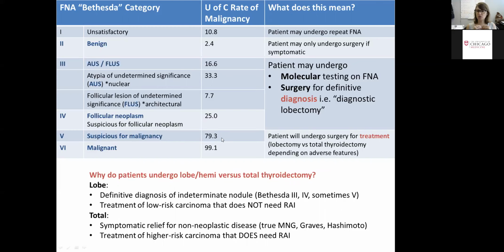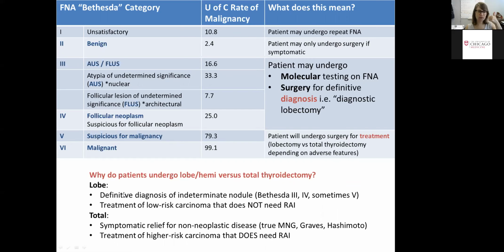be, in this institution, diagnosed with nuclear atypia, and follicular lesion of undetermined significance, which tends to be diagnosed with more architectural microfollicular atypia rather than nuclear atypia, and then follicular neoplasm, very cellular, very solid, okay? So in Bethesda 3 or 4, these patients often undergo molecular testing on FNA and surgical resection for definitive diagnosis, i.e. diagnostic lobectomy, okay? So why do patients undergo a lobe versus a total?